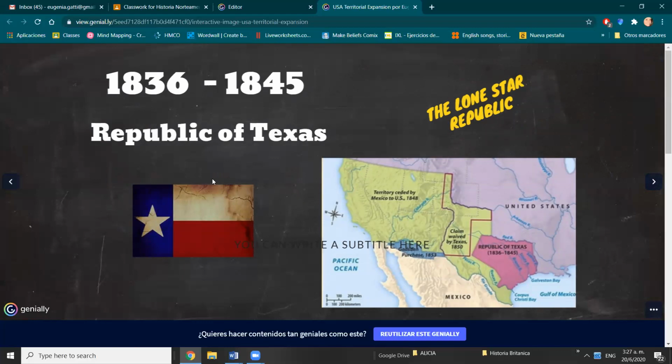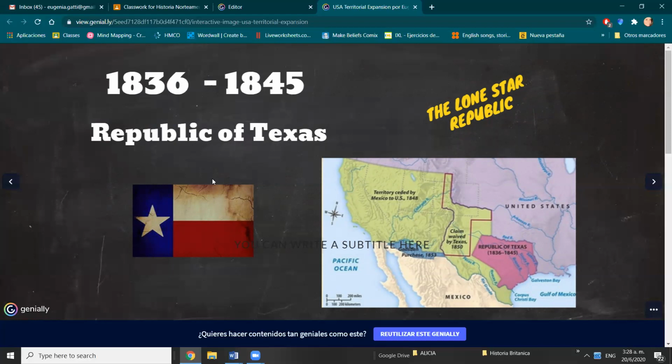It is the only state in continental USA that can proudly say that they have been a nation once. So they become a republic, they pass their own constitution, they have a first president, Sam Houston, and they start living life as an independent nation. So the nickname was the Lone Star Republic.